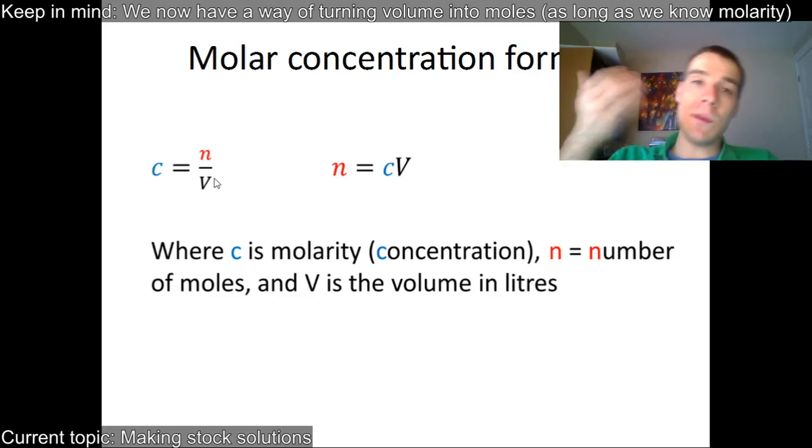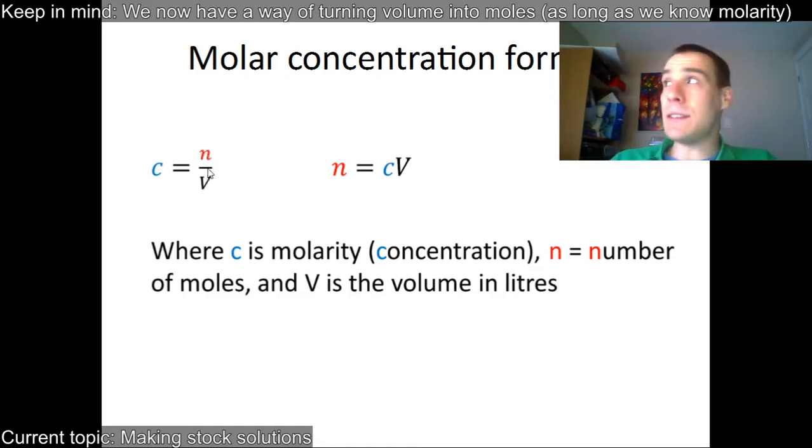You think about moles per liter. Moles is n, the number of moles. V is liters, volume in liters. So concentration of something in molarity is moles per liter. We're going to be using moles per liter pretty much exclusively because it's just simpler that way.